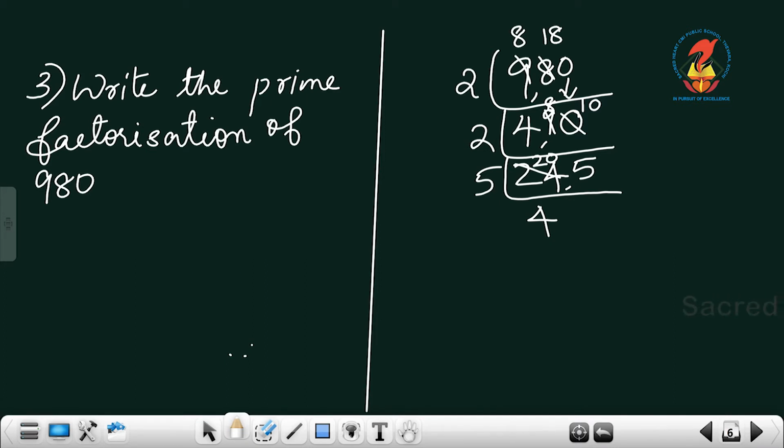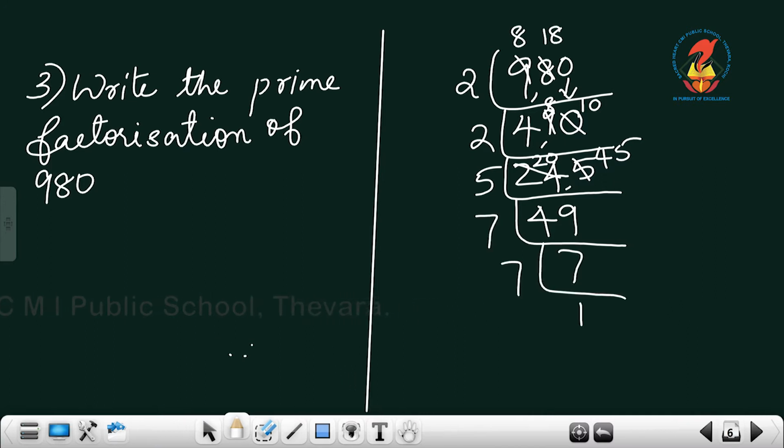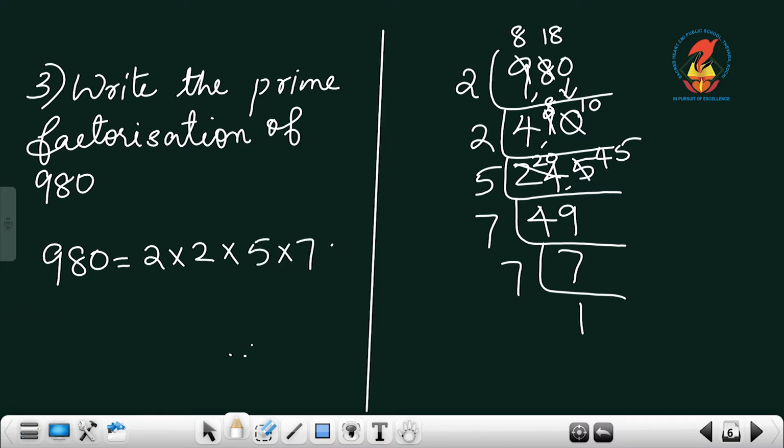The balance 4 should go along with 5. So it has become 45. How many 5s in 45? 9 5s are 45. Then 49. 49 we can write only one way. 7 7s are 49. So 7 1. So the prime factorization of 980 is equal to 2 into 2 into 5 into 7 into 7.